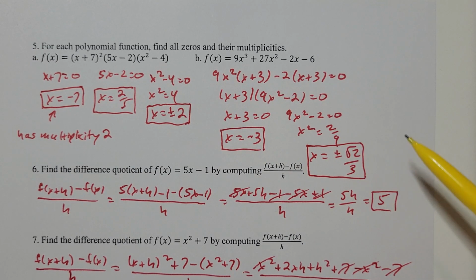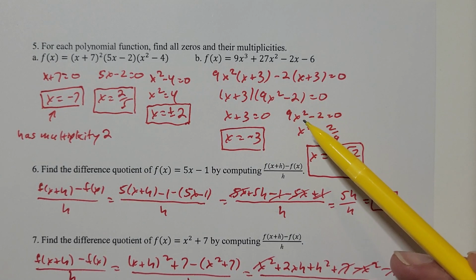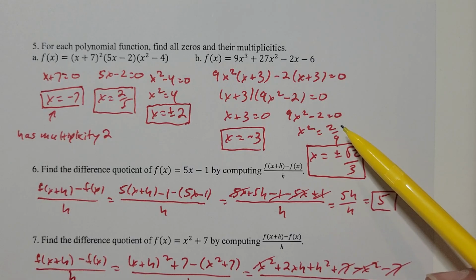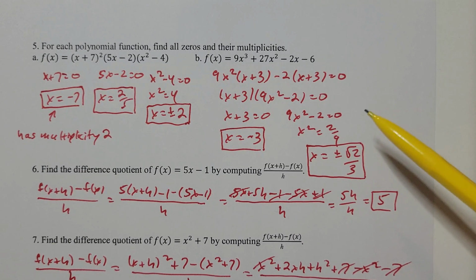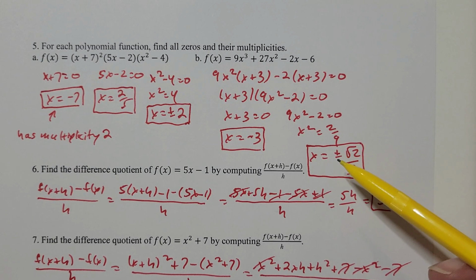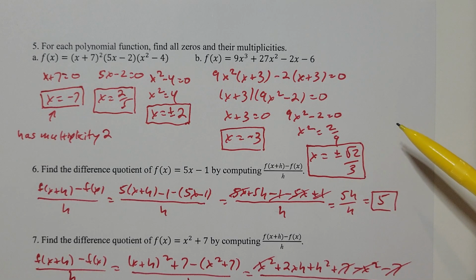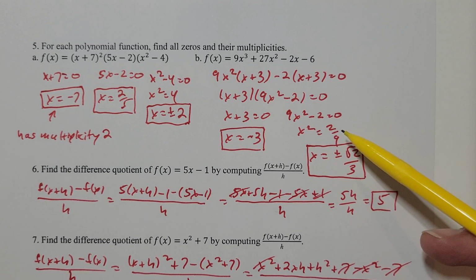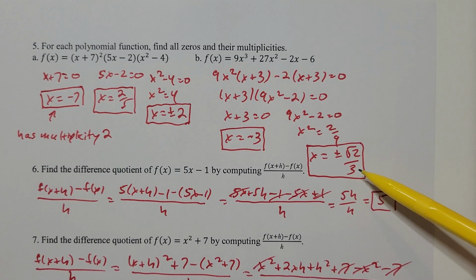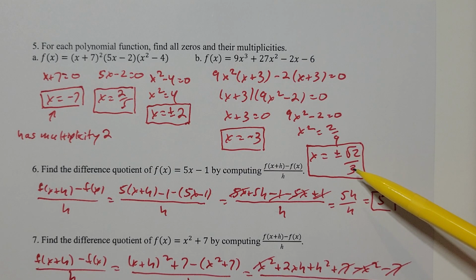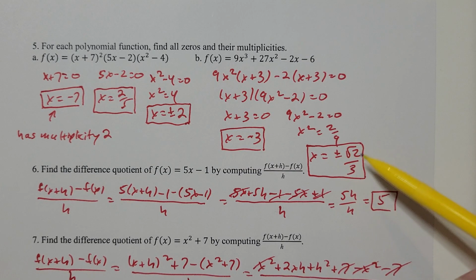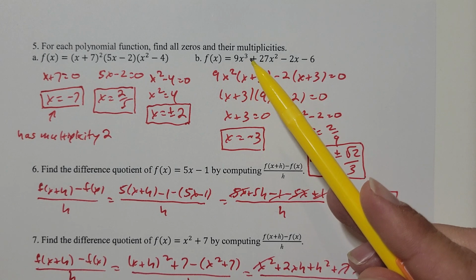And then 9x squared minus 2 equals 0. If you add 2 and divide by 9, you get x squared equals 2/9. Then take the square root of both sides. x would be plus or minus, don't forget about that, the square root of 2 divided by the square root of 9, which is 3, right? So plus or minus root 2 over 3. Those would be the other two answers. So all in all, you have 3 answers.